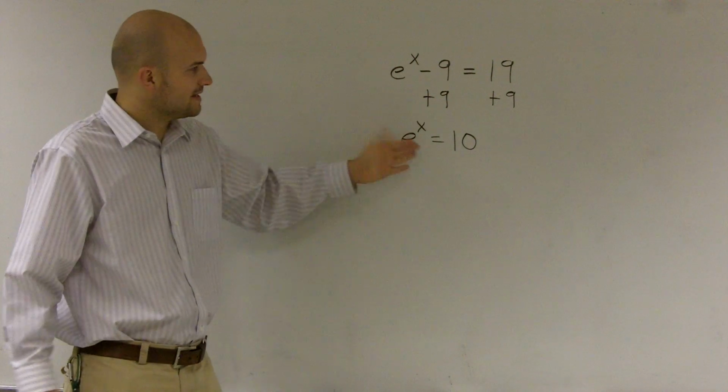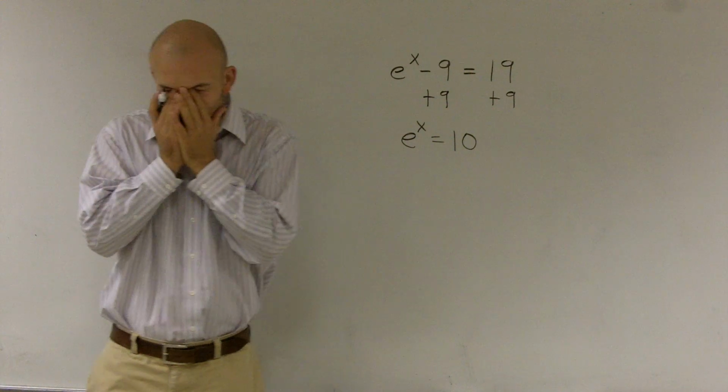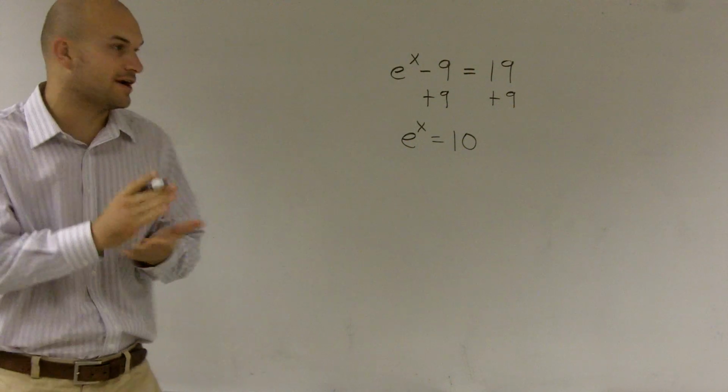Then what I have is just e to the x equals 10. And what I'm going to have to remind myself is, remember when I have a variable.